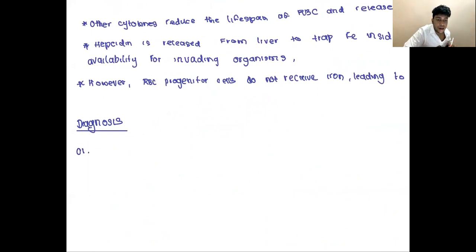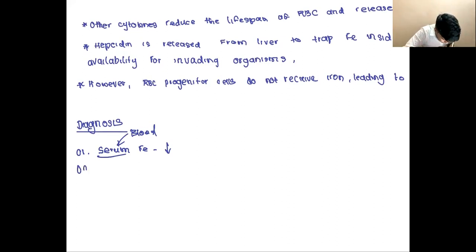What about the serum iron? Will it be high or low? It will be low. Serum means blood. When you take a blood sample and test it, it will be low. The second one, TIBC, total iron binding capacity, will be low because iron is trapped in its storage form.